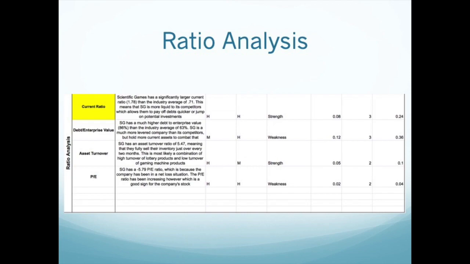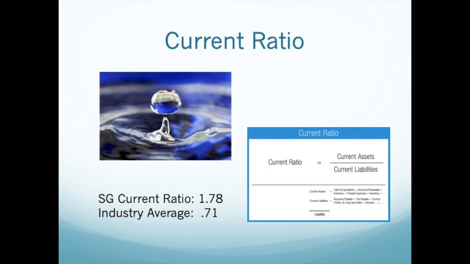The first factor of this analysis that we found significant was the company's current ratio. The current ratio is a liquidity ratio and measures whether or not a firm has enough resources to meet its short-term obligations. Scientific Games has a current ratio that is significantly higher than the industry average, at 1.78 versus 0.71, meaning that they are more liquid than their competitors. This allows them to pay off their debt more readily, which therefore allows them to pounce on potential investments or acquisitions. We consider this a fairly significant strength, with a weighted score of 0.24.